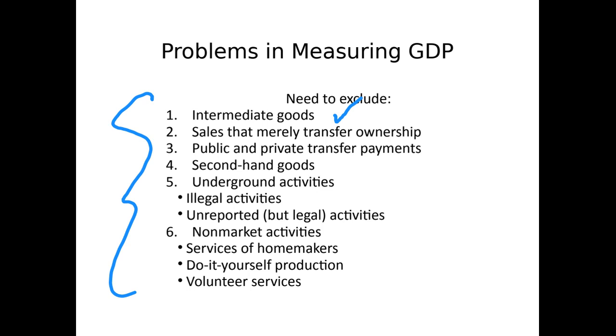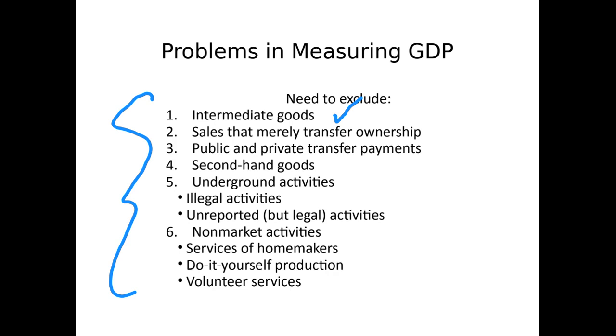For example, if I buy a stock from another investor, that is my expenditure. Buying stock will not be included in GDP because there's no production. It is simply a transfer of ownership. That investor owned that stock, and now I own that stock. Simple.